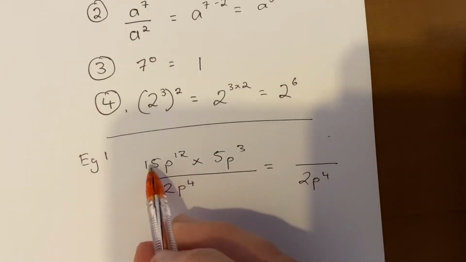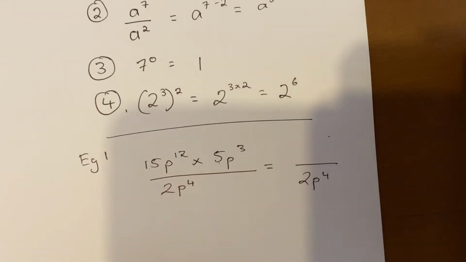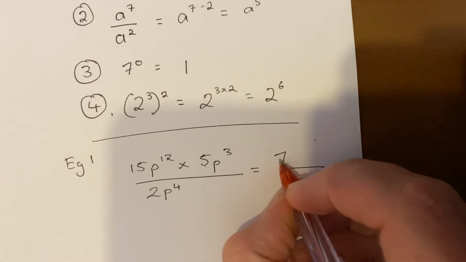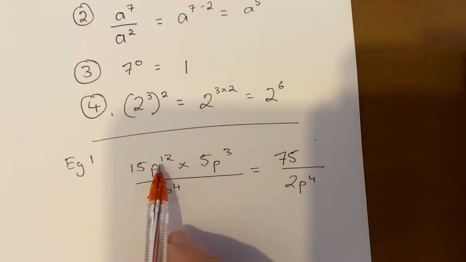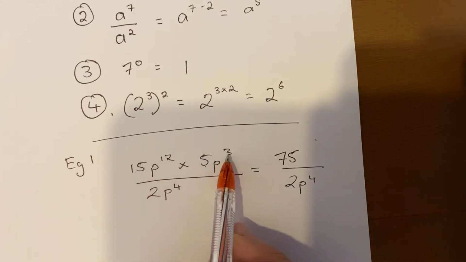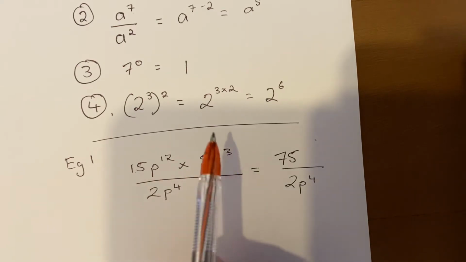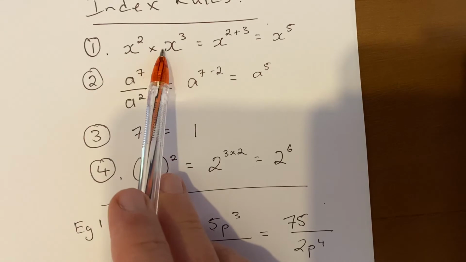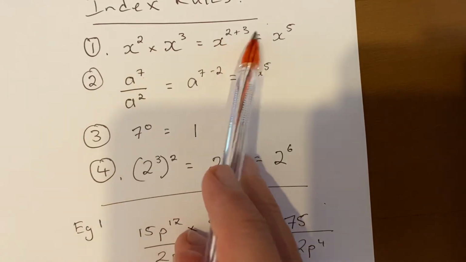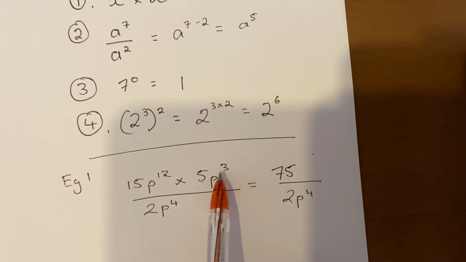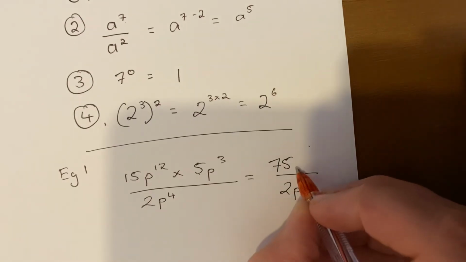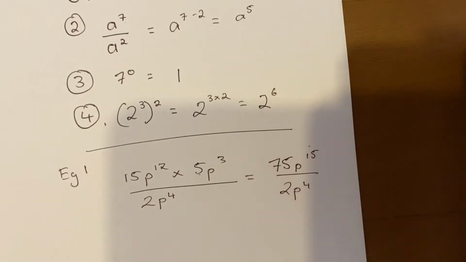All right, so the numbers are 15 times 5. We can use a calculator for that to get 75. So we just do the numbers the same. But now we've got p to the 12 multiplied by p to the 3. Let's go to our index rule. Multiplying, we add those two powers. So this will be p to the 12 plus 3, which is p to the 15. That's step 1 done.